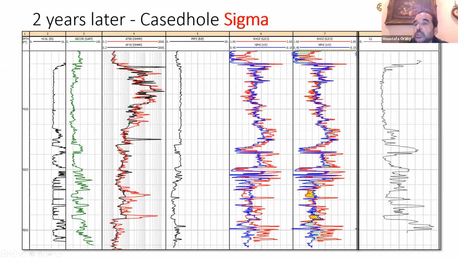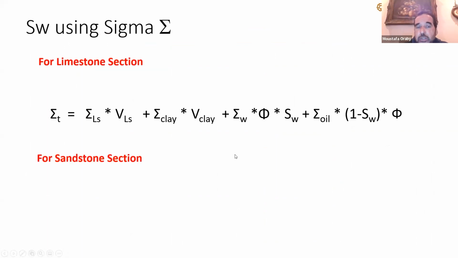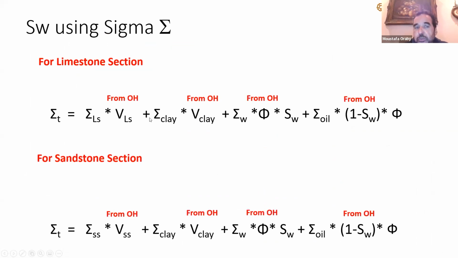So they use the sigma. Okay, they measure the sigma value. Here is the sigma value across the reservoir, and they use this sigma to calculate the current hydrocarbon saturation and water saturation. Okay, so sigma analysis, as we said, we have 2 zones. We have a limestone section and we have a sandstone section. We know the limestone volume, we know the clay volume, we know the porosity here for the limestone and for the sandstone. So we can fill out all these from the open hole.